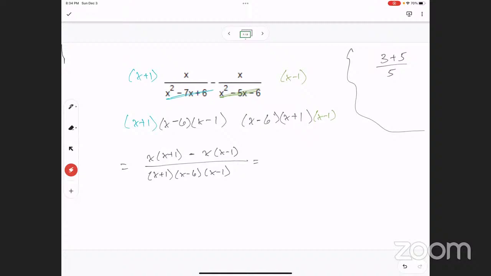So you would distribute the x's on both sides. Correct. And so you would get x squared plus x minus x squared plus x all over x plus 1, x minus 6, x minus 1. Now what happens to that? Wouldn't it just end up as being 2x? Good. 2x on the top. And what about on the bottom? It would still be the same. Yeah.